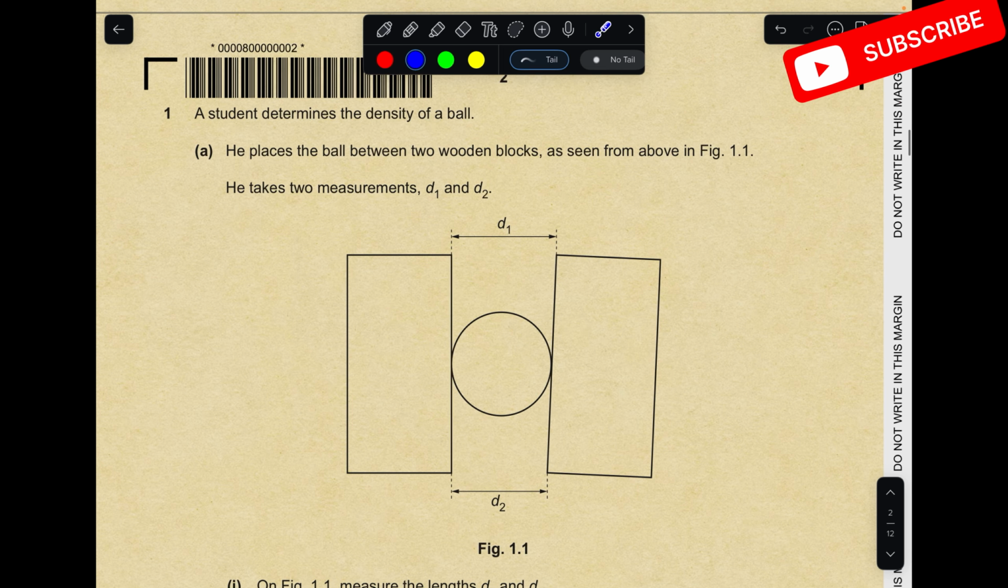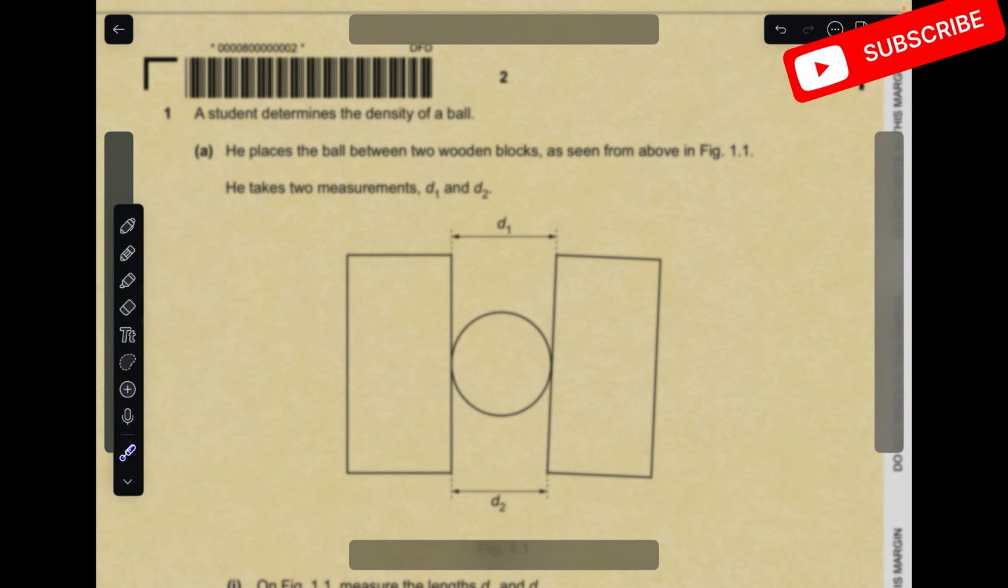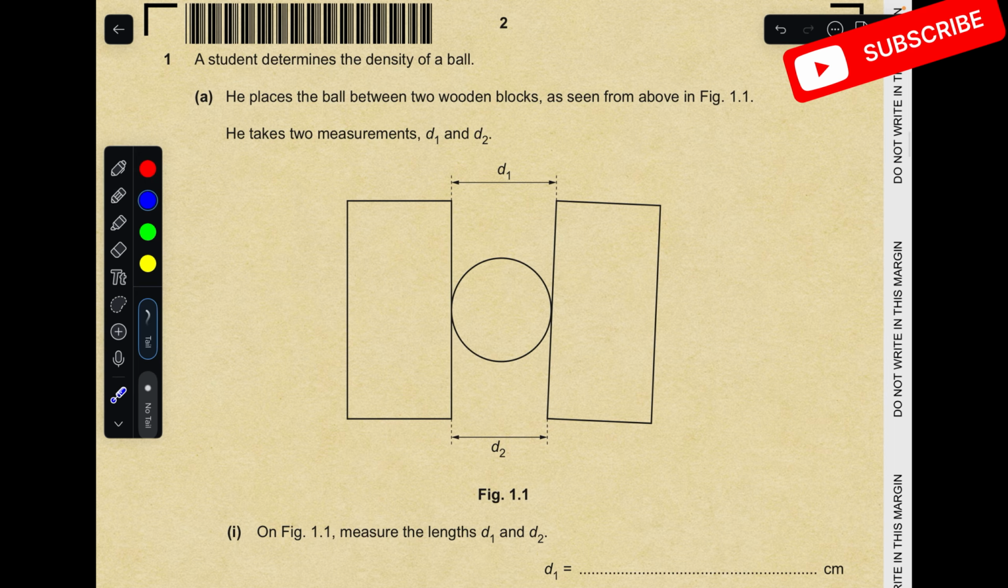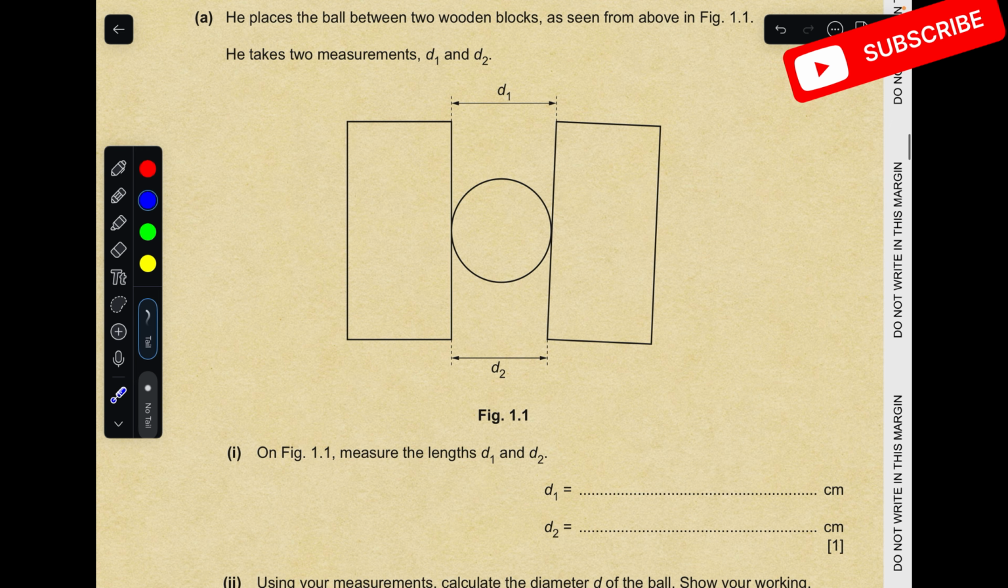Start with the first question. What they're asking: a student determines the density of a ball. This is the ball they have given. He places the ball between the two wooden blocks as seen from above. He takes two measurements, d1 and d2. Measure the length d1 and d2.